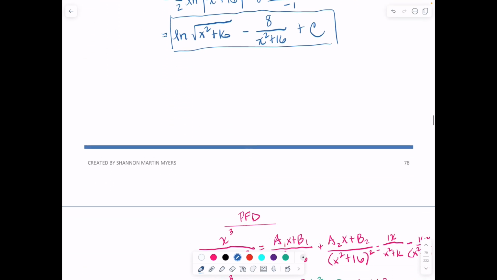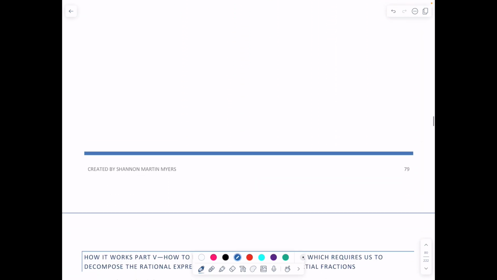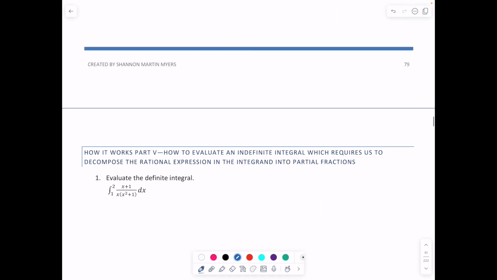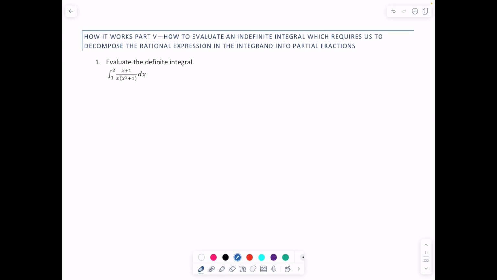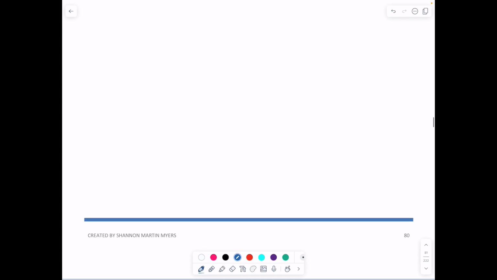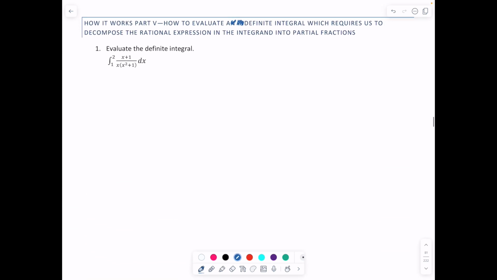Excellent, excellent. Make sure there's no more problems. We do have one more, which I will include with this one because it applies. We want to evaluate a definite integral, which requires us to decompose the rational expression in the integrand into partial fractions. So here we go.